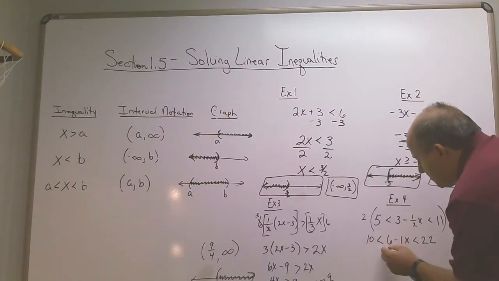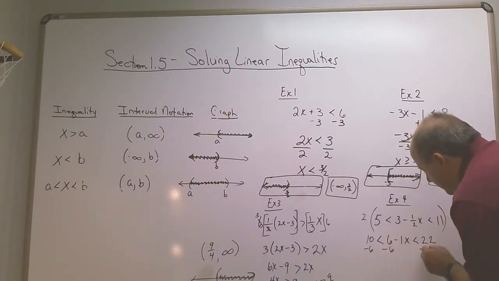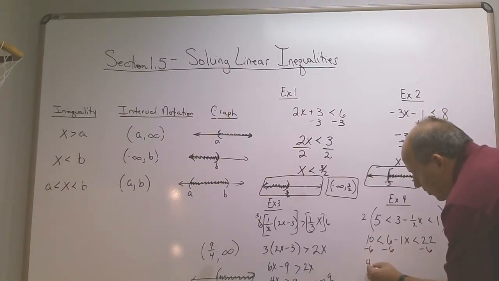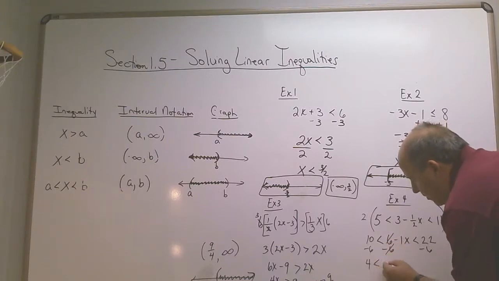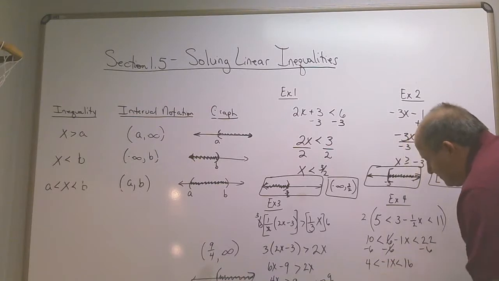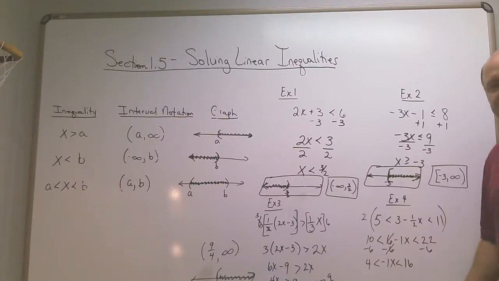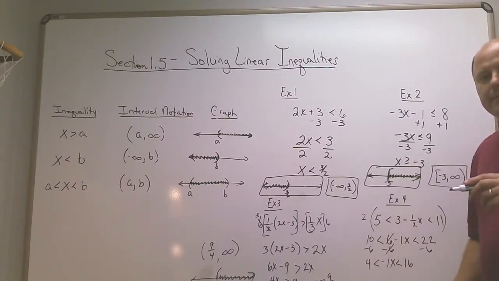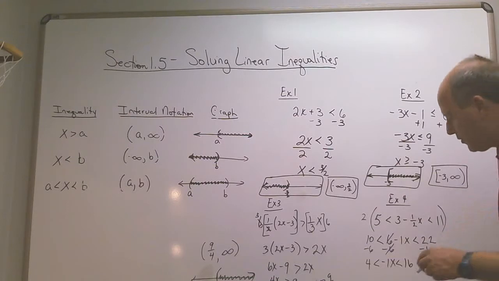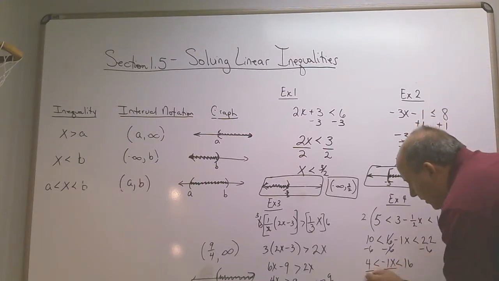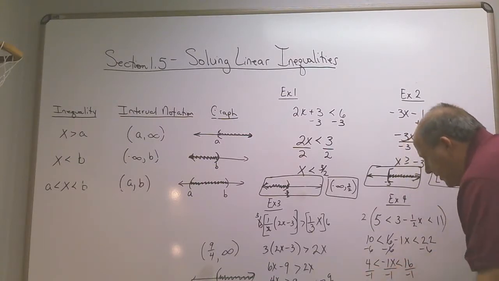So here, I'm going to subtract 6 from everything. 10 minus 6 is 4, and the 6's cancel, so it's 4 is less than negative 1x, and that's less than 16. Okay, so then you've got 4 less than negative 1x is less than 16. X is almost isolated, but it's still got that negative 1. So what we're going to do is divide both sides by negative 1. Oh, actually, all three things by negative 1.